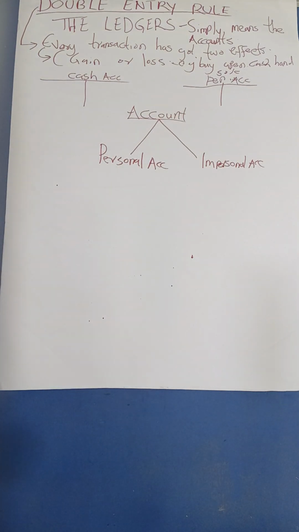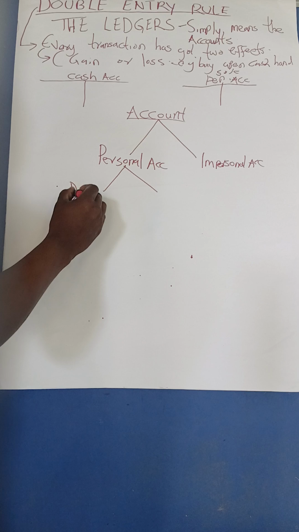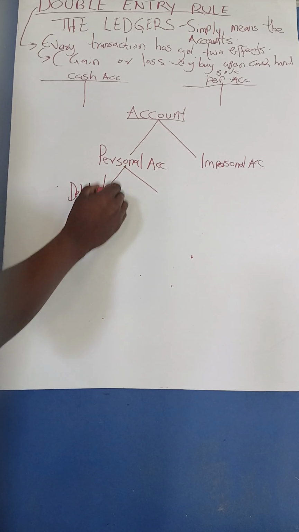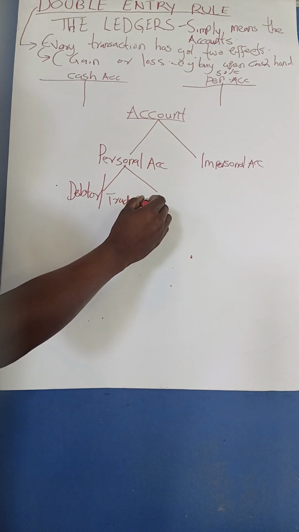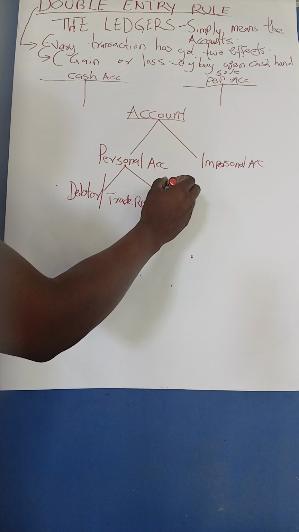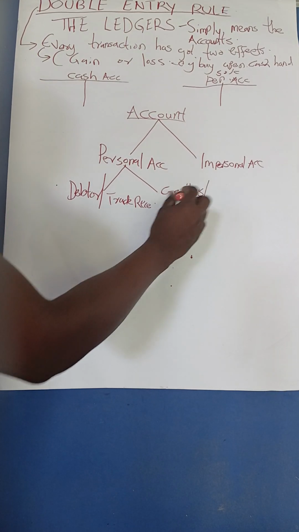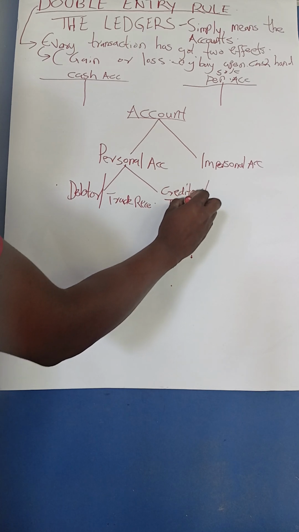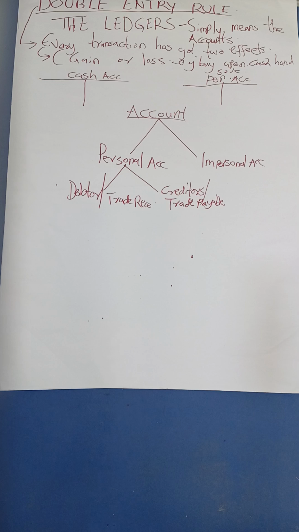debtors, or you can call them trade receivable. The debtors, we are going to open the debtors. Another name for the debtor, you can refer to him as trade receivable. Make sure you know this, trade receivable. And also, we'll be opening accounts for the creditors. Another name for the creditors, you can refer to them as trade payables. So these are the people we are going to be opening accounts for in regards to ledgers.